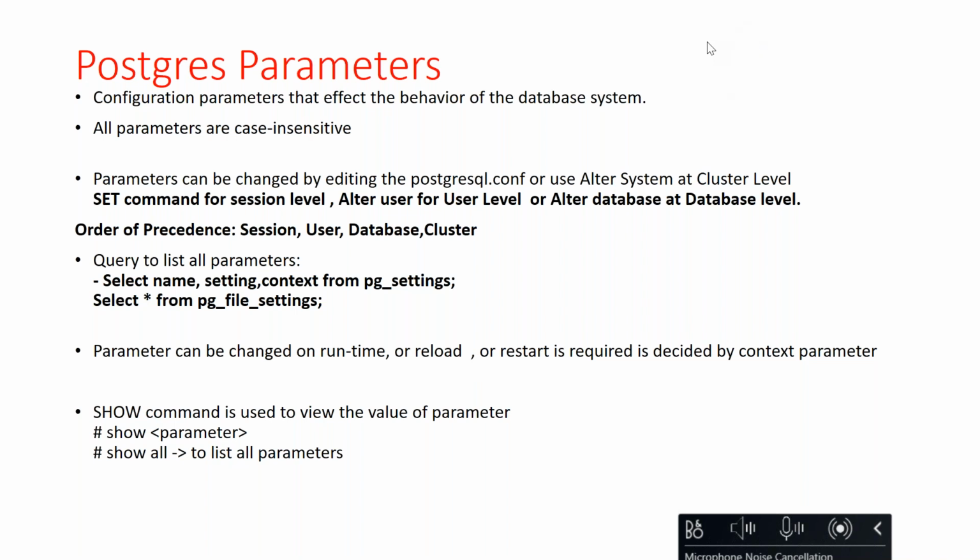So these are the different parameters. Examples: the size of your buffer cache, the size of your work memory, how many connections can be made to the database. Okay, so all these are the different parameters for the database and the instance for Postgres. Okay, so configuration parameters affect the behavior of the database system.